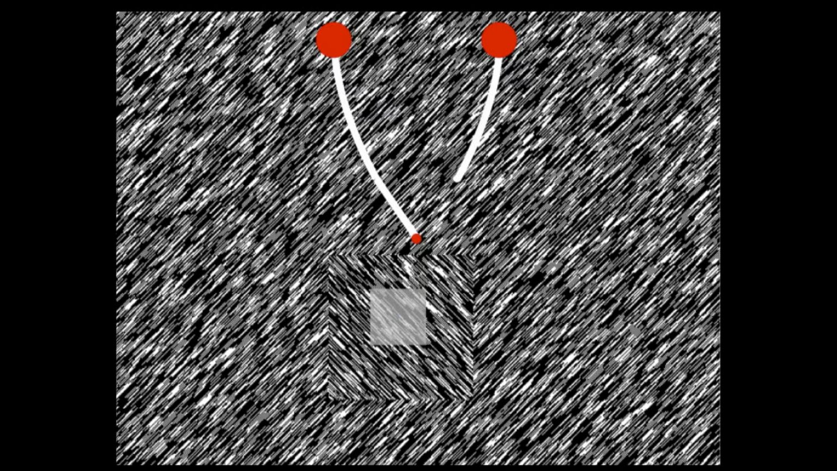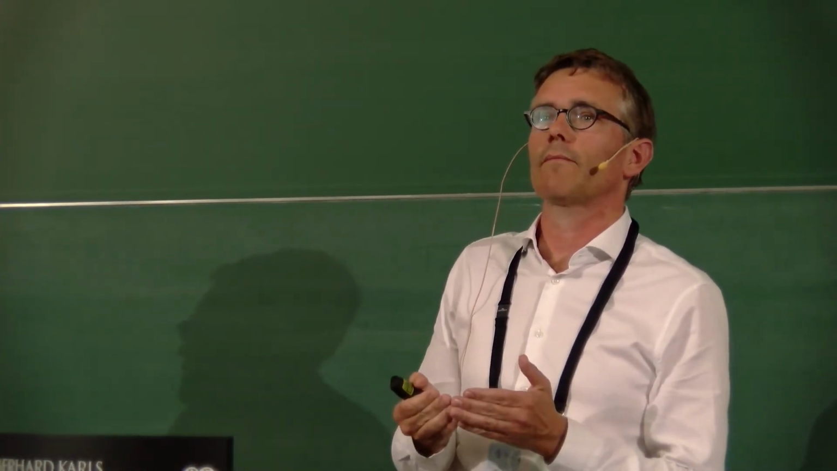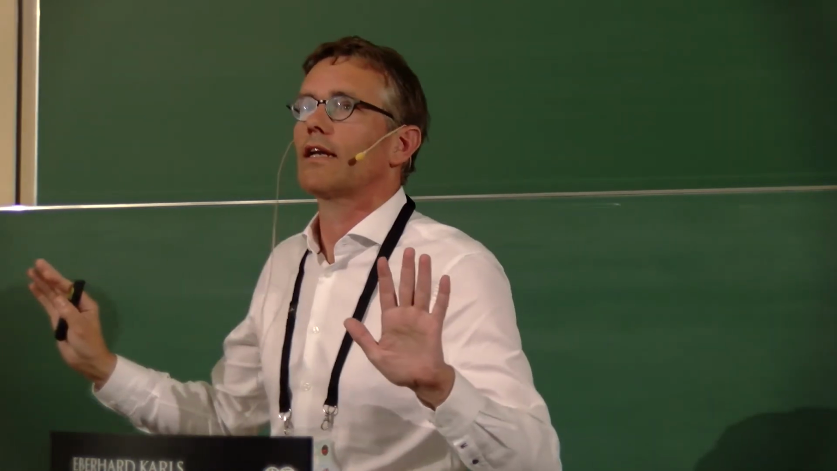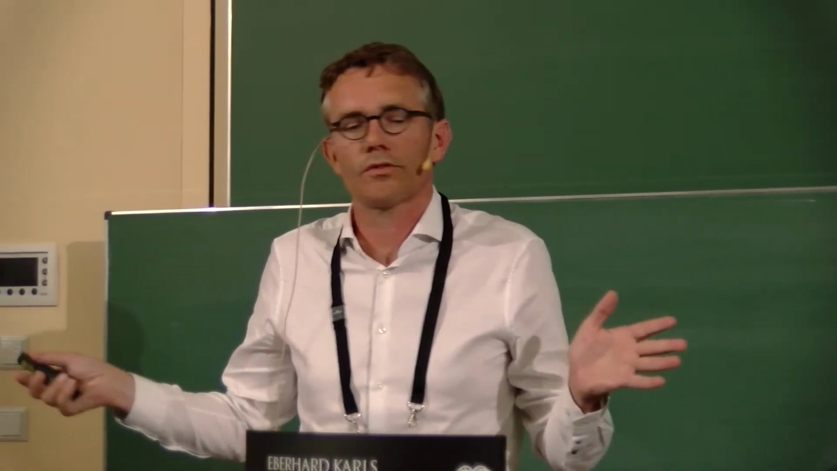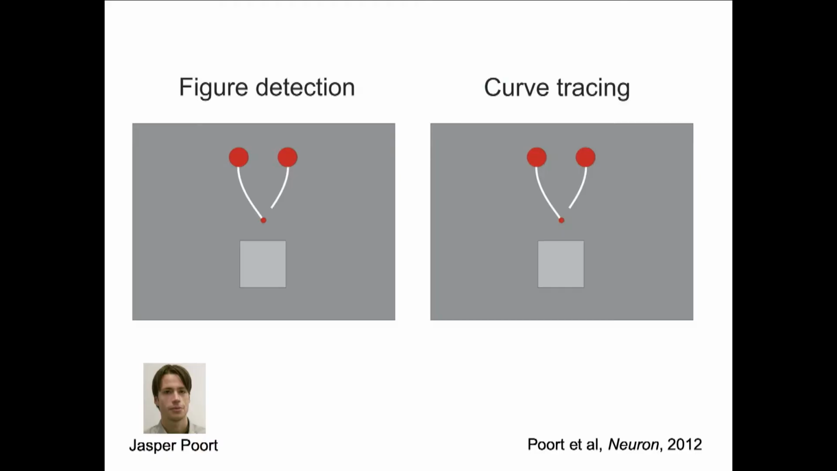Now, on some days, the animal was caring about the figures. He was supposed to make an eye movement to the center of the figure. These were the figure detection days. On other days, he could completely ignore the figures, and he only cared about the curves because he was doing curve tracing. Okay? This is work by Jasper Poort. So on the figure detection days, the animal makes an eye movement to the center of the figure. Curve tracing days, he simply ignores the figure and does curve tracing.